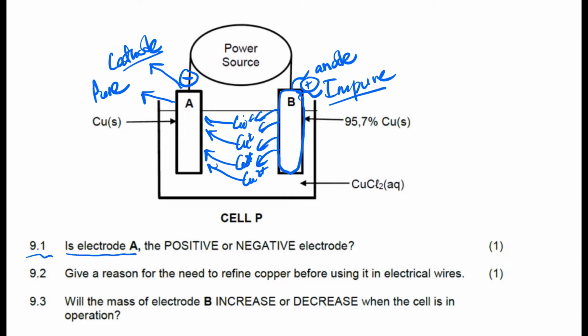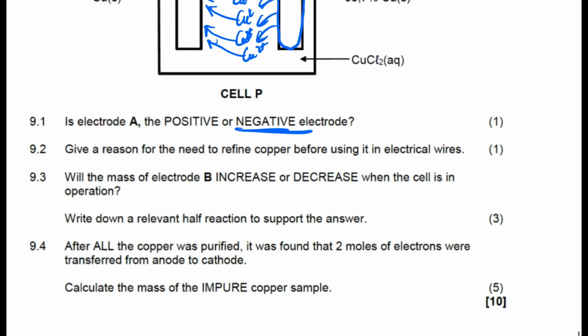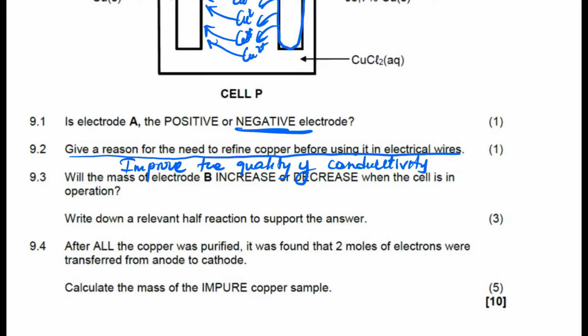Question 9.1: is electrode A positive or negative? Electrode A is negative, so the answer there is negative. Now it says, give a reason for the need to refine copper before using it for electrical conductivity. To improve the quality of conductivity. The copper needs to be purified to improve the quality of conductivity.